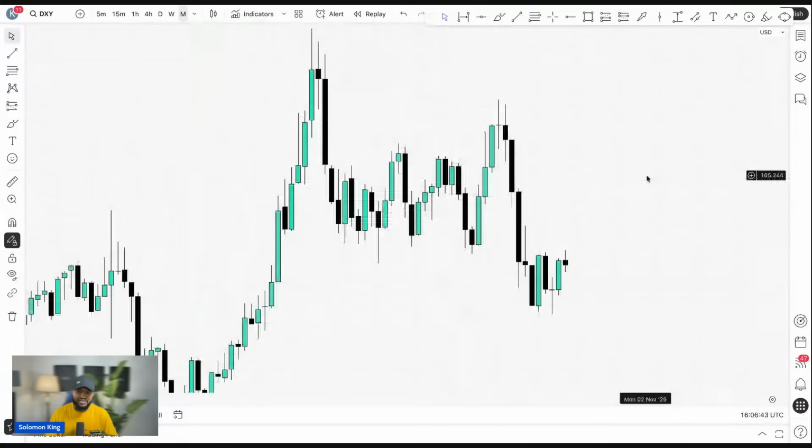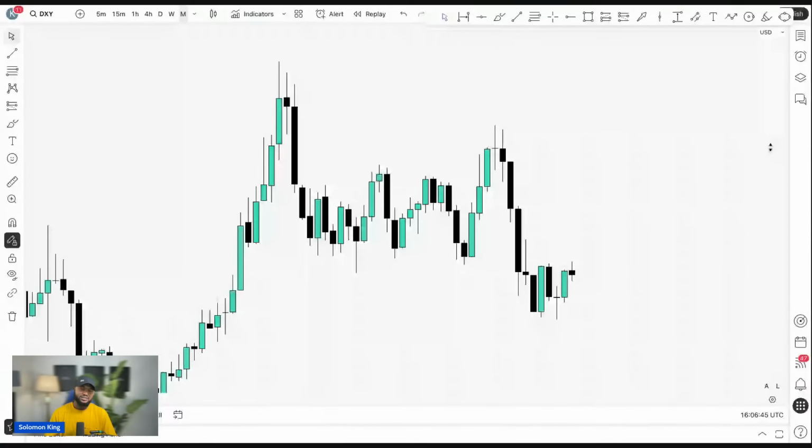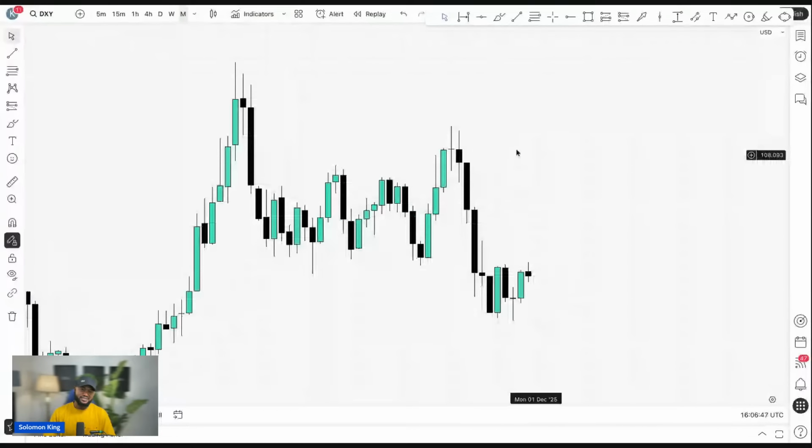Who can confidently tell me the buyers on the monthly time frame? Just write it in the comment. Who can confidently tell me the buyers on the dollar index on the monthly time frame? Just tell me randomly and be confident. Who can confidently tell me the buyers? Sell. Somebody said sell. Bearish. Somebody said bearish.